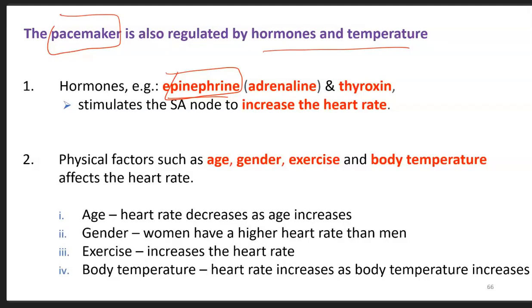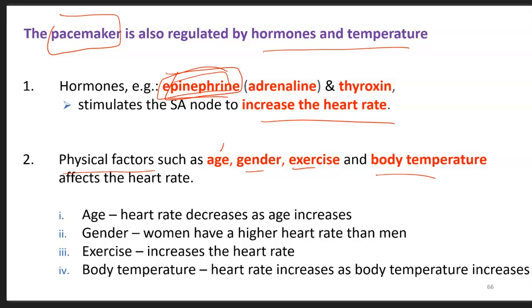So the hormone will influence the pacemaker to generate more impulses, okay, to cause more heart rate, increased heart rate. And then another factor that influences the pacemaker is the physical factor. Okay, physical factors such as age, gender, exercise, body temperature also affect the heart rate. So age, as you age, the older the person, the heart rate will reduce. Okay, so heart rate decreases as age increases.